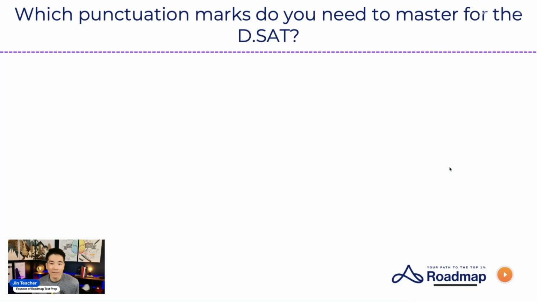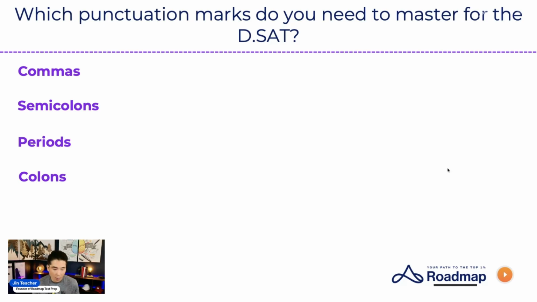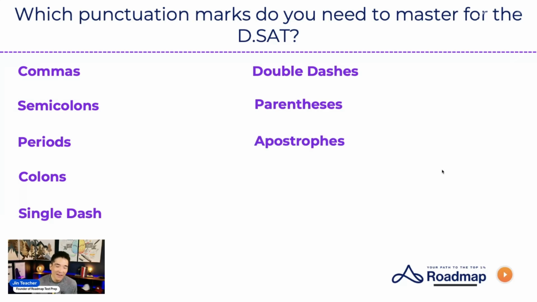Okay, so with that being said, what are the punctuation marks that you need to know for the SAT? Well, we have commas. Commas is the most common one. We also have semicolons, we have colons, we have periods, we have dashes, right? We have a single dash, and we also have double dashes. Okay, we have parentheses, right? And we have apostrophes, right? And then we have question marks, right? So there are 9 punctuation marks that you need to master for the digital SAT to be able to score extremely well, to be able to get every single punctuation and sentence structure question correct on the digital SAT exam.